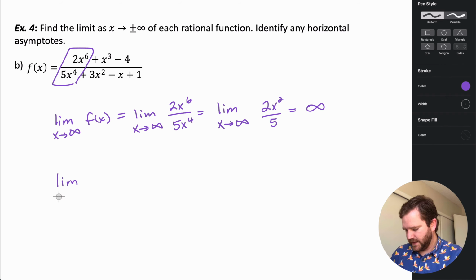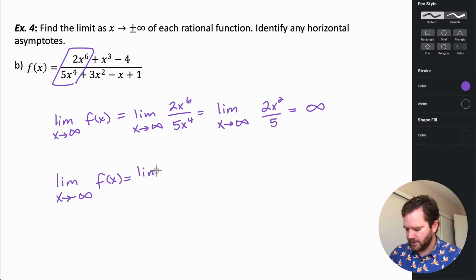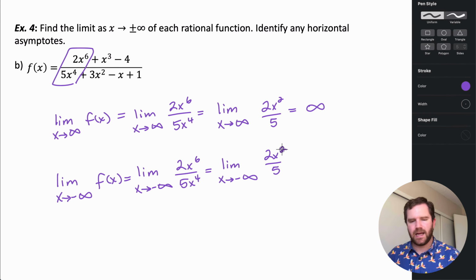If I evaluate the limit as x goes to negative infinity for this, again, I can look at just the highest degree terms in the numerator and denominator. It's the same as the limit as x is going to negative infinity of 2x to the 6th over 5x to the 4th, which, when we reduce this, is, again, 2x squared over 5. Plugging in a negative infinity, this is still positive times a positive, divided by a positive, that's all positive infinity. So that would be positive infinity there.